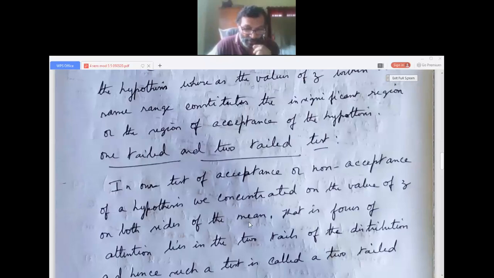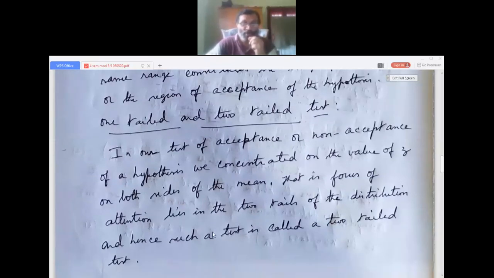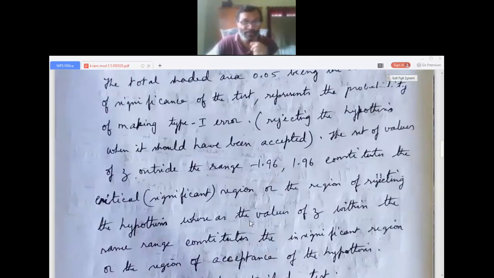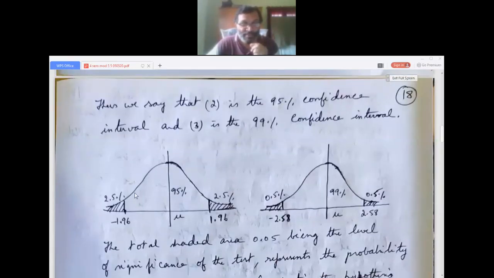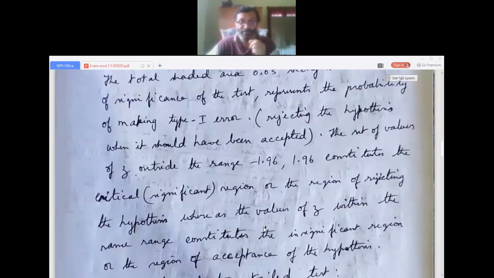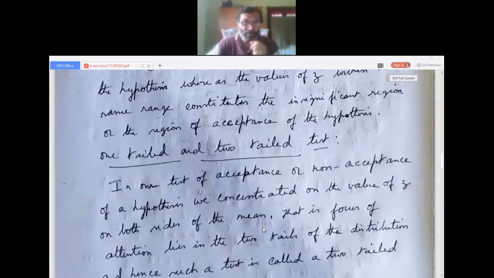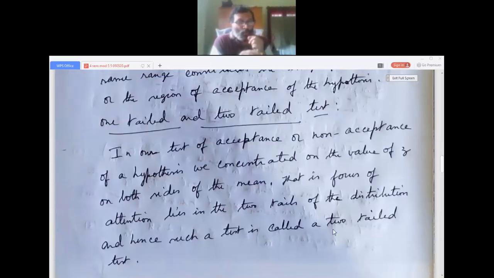So we concentrated on the values of z on both sides of the mean. That is, the focus of attention lies in the two tails of the distribution. I told you, this is the region of rejection, and this is the region of acceptance. So the focus will now be on the two tails, the end tails. These are called tails. Hence, such a test is called a two-tailed test.